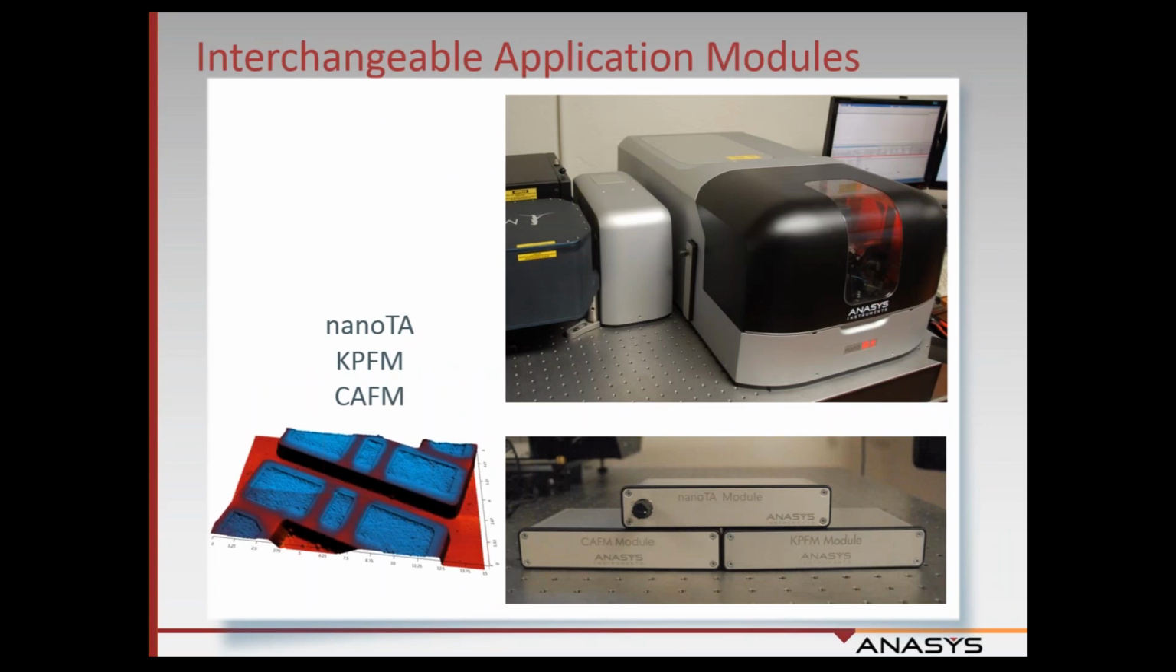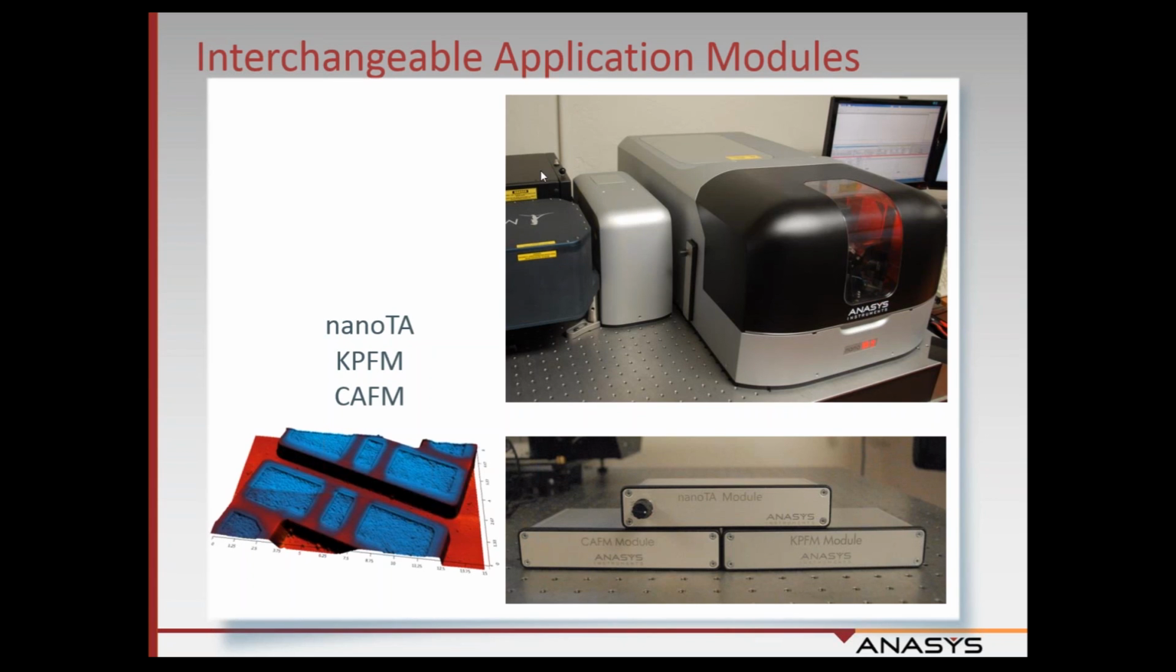And then the system has interchangeable application modules. So in this upper right image, what we can see is a nano-IR2 system. And the nano-IR2 system has installed on it here the nano-TA application module. This application module can be exchanged with a few different ones. We have shown here a CAFM module and a KPFM module. I'll explain briefly what those two techniques are. But this gives you more capability in terms of modes that you can operate on.